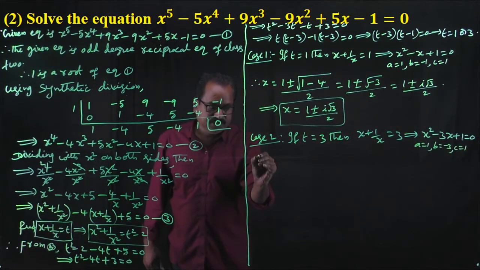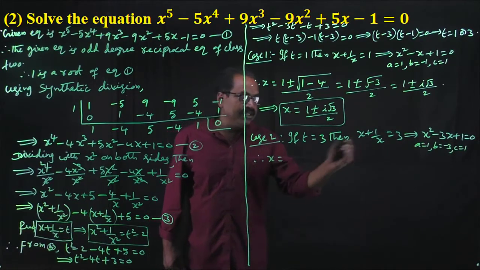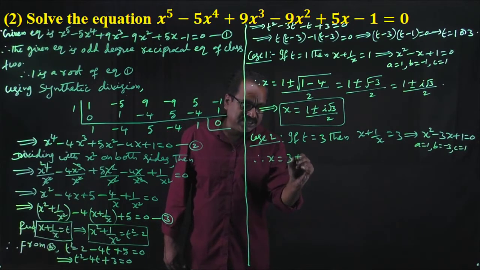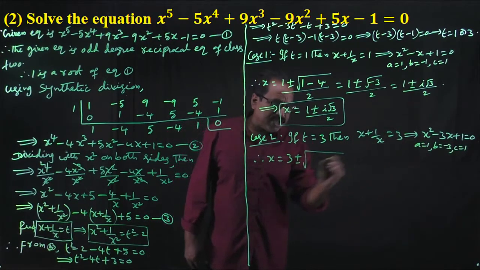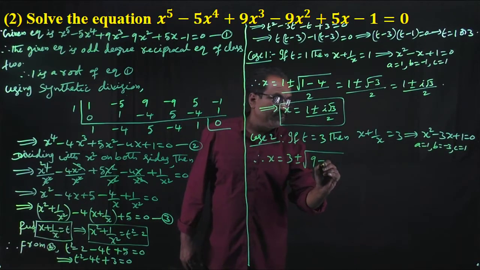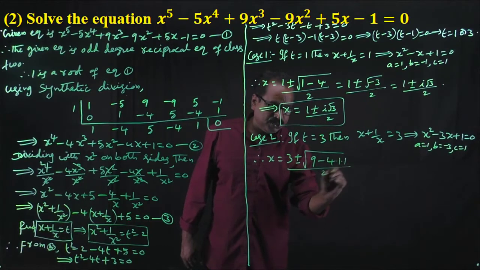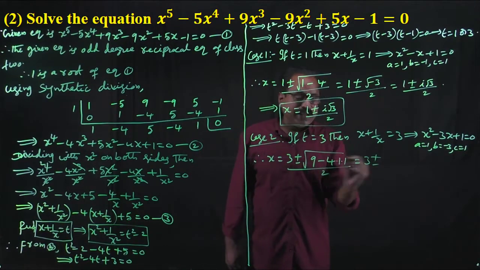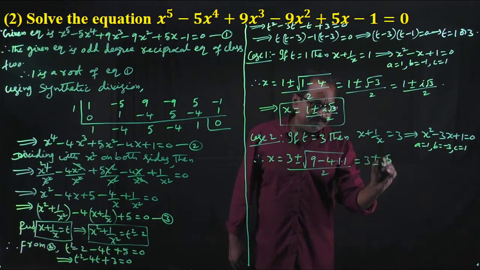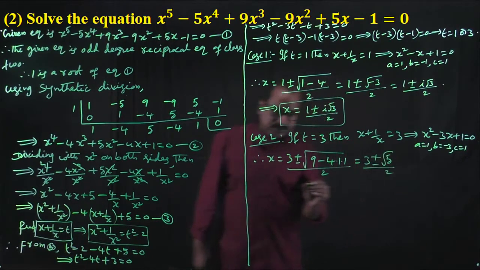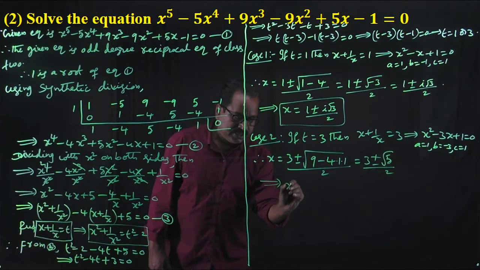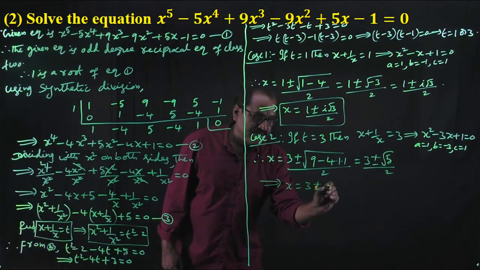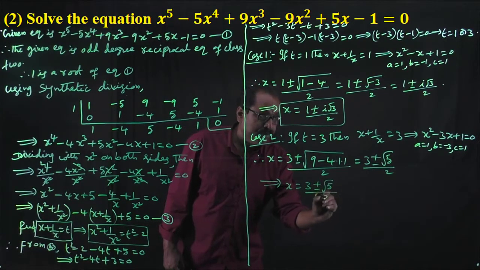equal to 1. Therefore, x is equal to minus b, minus of minus 3, plus 3, root of b square, 9 minus 4ac, 4 into 1 into 1, by 2. That is equal to 3 plus or minus root of 9 minus 4, root 5 by 2. So this implies x is equal to 3 plus or minus root 5 by 2.